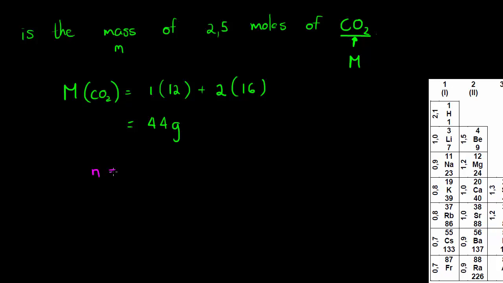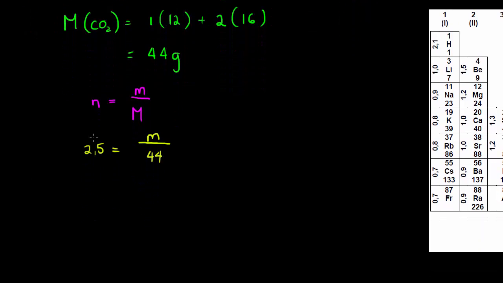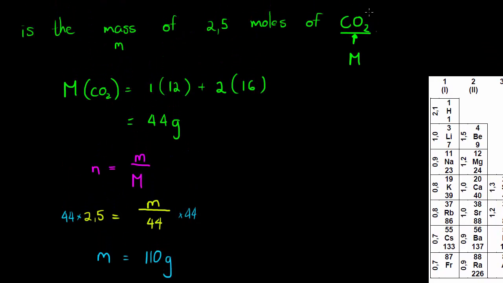Now I have to calculate the mass that 2.5 moles will have, that's lowercase m. All I need to do is substitute into this formula. I've got 2.5 moles is equal to how much mass divided by the 44. So I want to know what mass I must have so that if I divide it by 44 I will have 2.5 moles. Obviously I need more than 44. I need double 44 and more, because it's even more than double. So if I solve it, I multiply 44 on both sides, and 44 times 2.5 is 110. Okay, 110 grams.